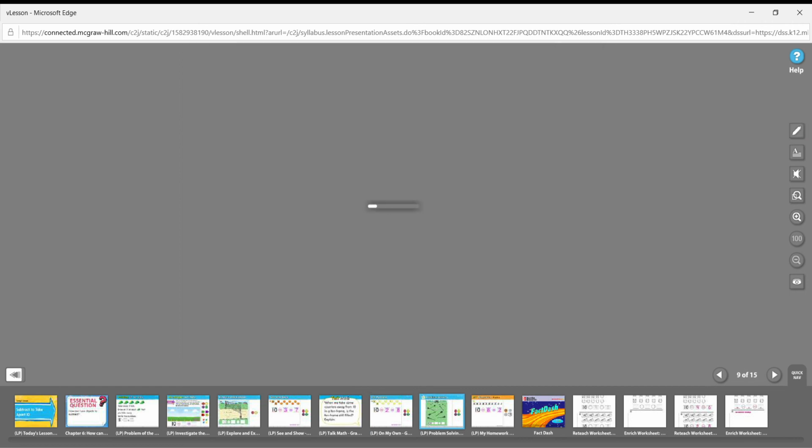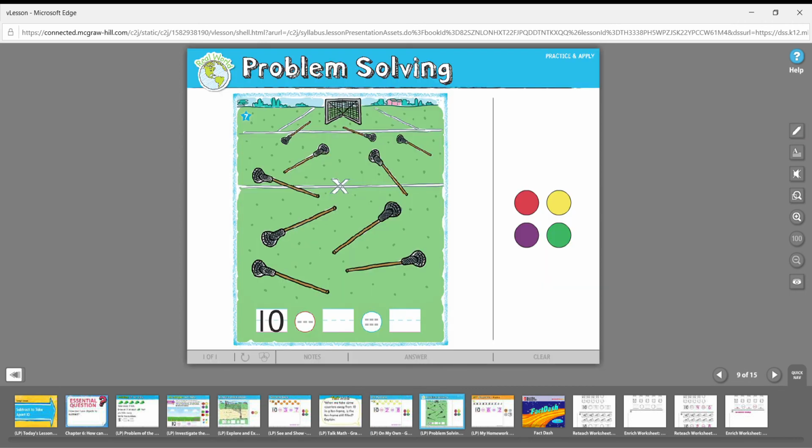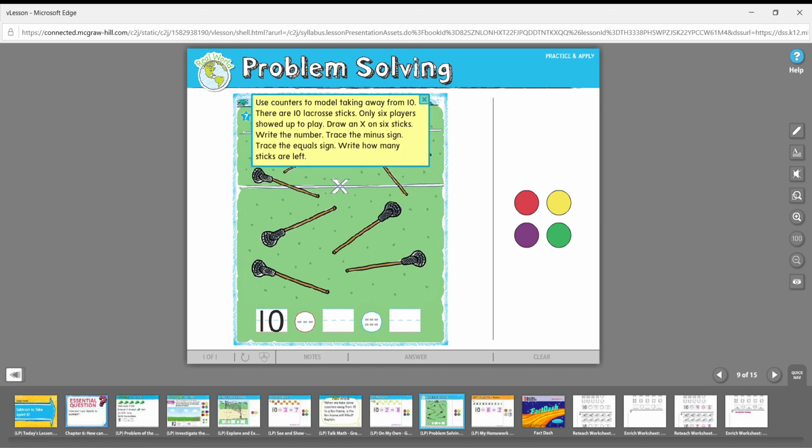Then on the last page, you'll turn it over and you'll see the problem solving. There's some lacrosse sticks on a field. And let's read what the question is. All right, I'm going to use the counters. You are going to draw. There are 10 lacrosse sticks. Only 6 players showed up to play. Okay, so draw an X on 6 of the sticks.